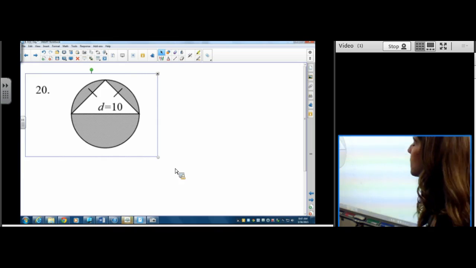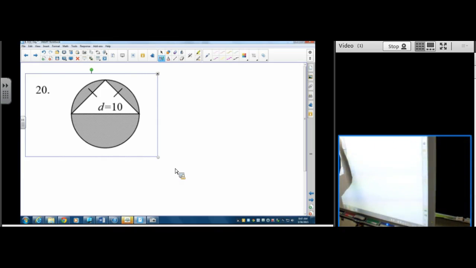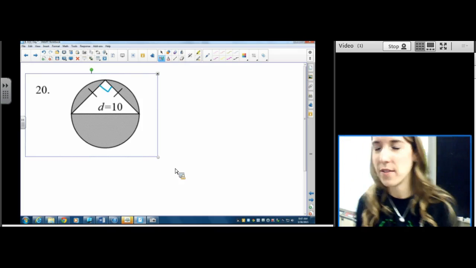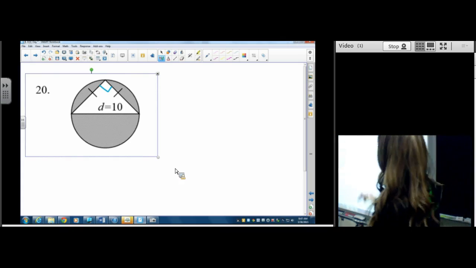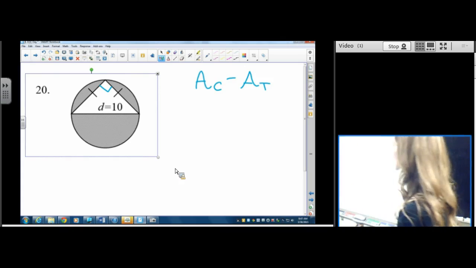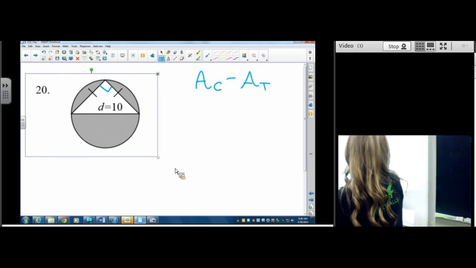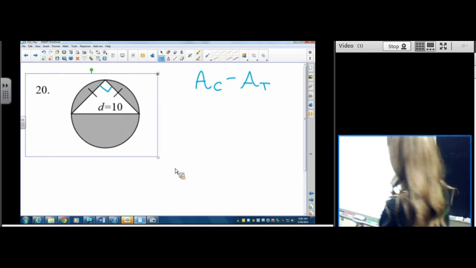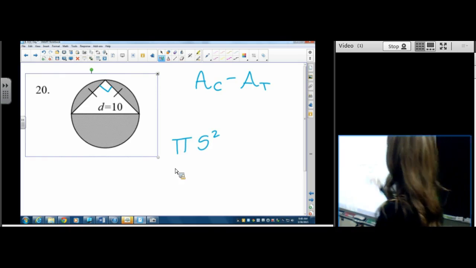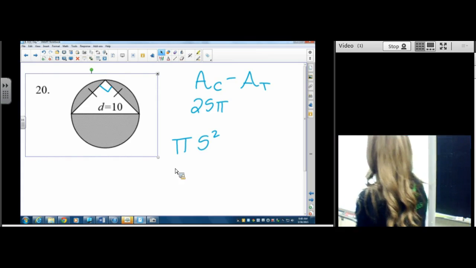Once again, on number 20, you did have to know the fact that when an angle opens up to the diameter, it is a right angle. So go ahead and add that right angle marking, even though we haven't learned that yet. We've done this before. Area of a circle minus area of a triangle. The area of that circle is pi r squared. The radius is 5. So the area of our circle is 25 pi.